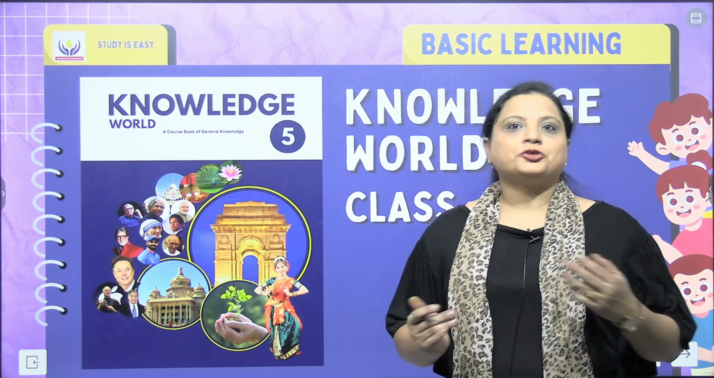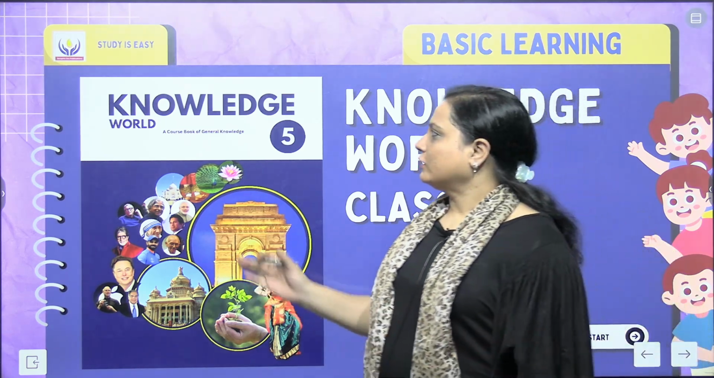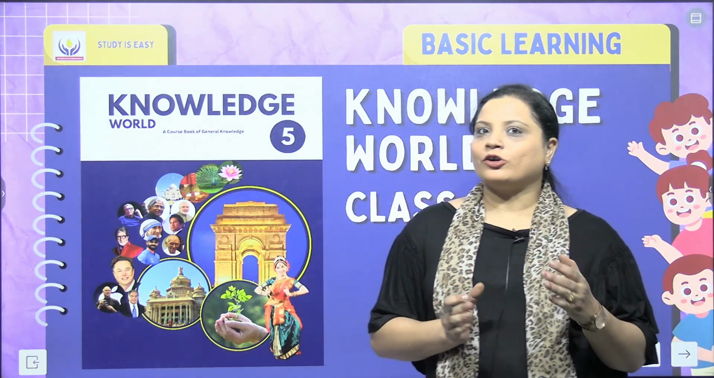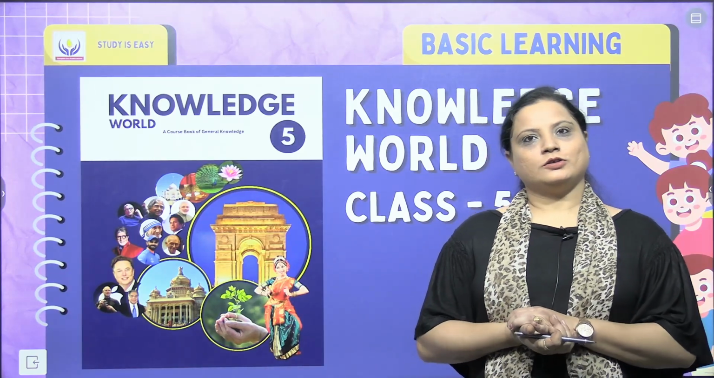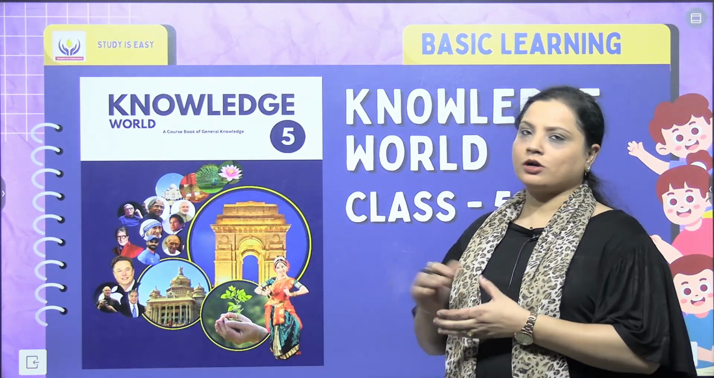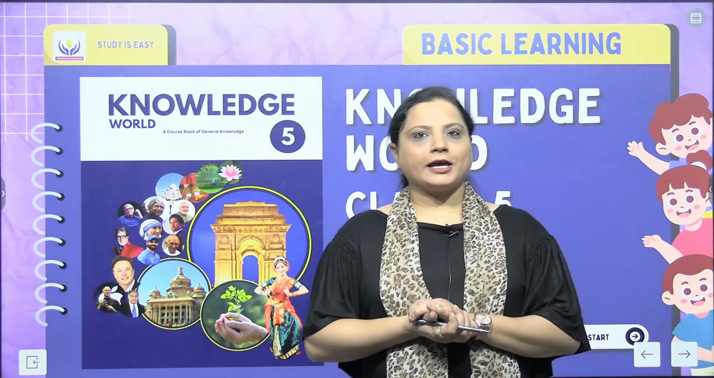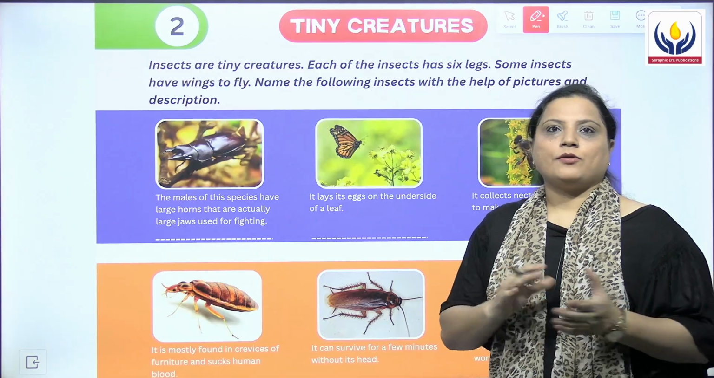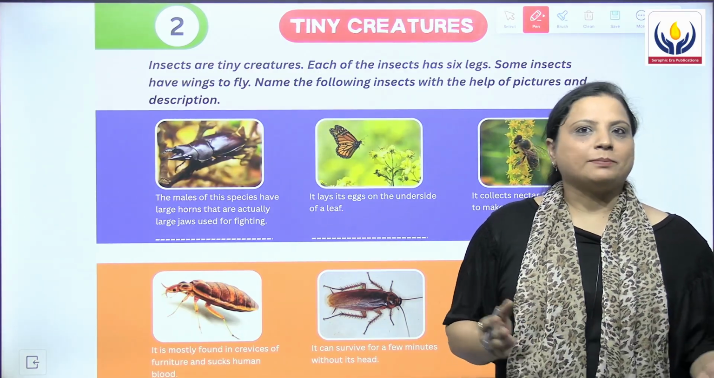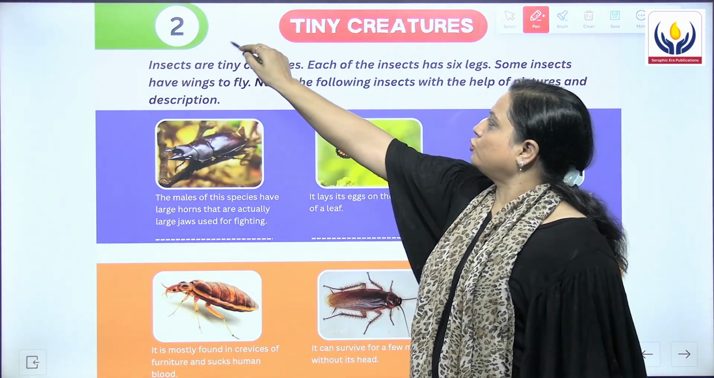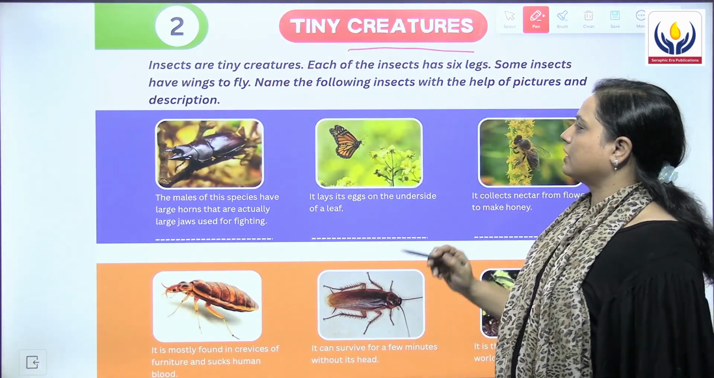To our video. Today we are going to begin with our book, that is Knowledge World, a course book for general knowledge, and this is a book for class 5 students by the Seraphic Era Publications. Hello everyone, let's begin with a new chapter, that is chapter number 2, Tiny Creatures.